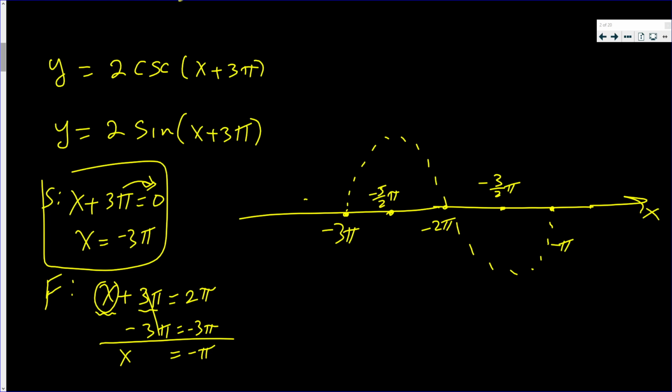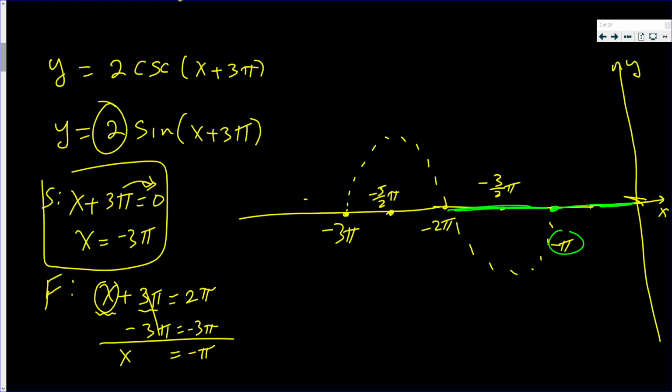And this length is pi. So, since this is negative pi right here, I have to go pi to the right to get to the y-axis, which is pretty much right there. So x-axis, y-axis, the highest value is the absolute value of 2. The lowest value is negative the absolute value of 2.